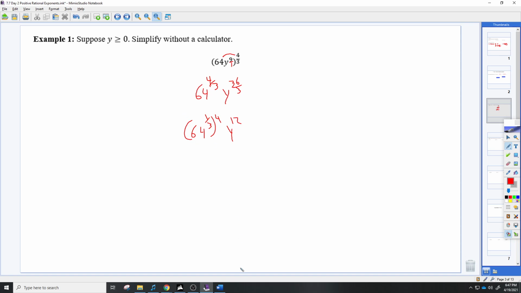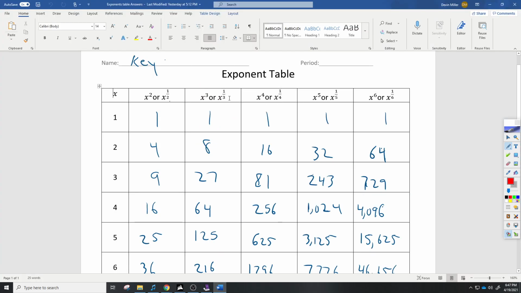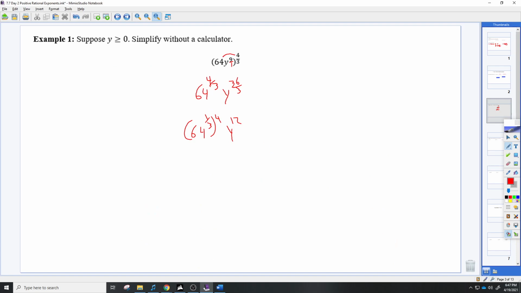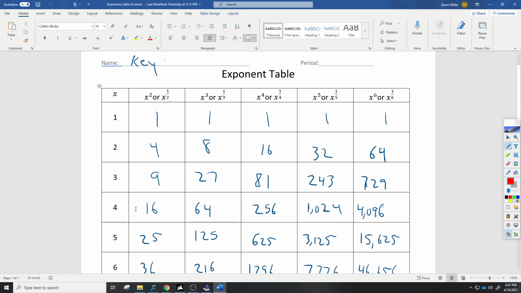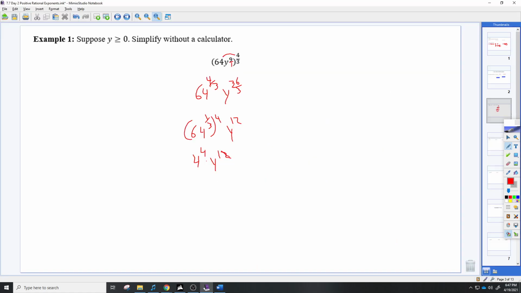So we're going to look for the 1/3 on the table and find 64. Here's 1/3. 64 is down here. Look across. It's 4. So this turns into 4 to the 4th power. Still have y to the 12th. This kind of just keeps coming down with it. And now we'll work out what the 4th power is. So 4 to the 4th is 256, looks like. That's your answer.